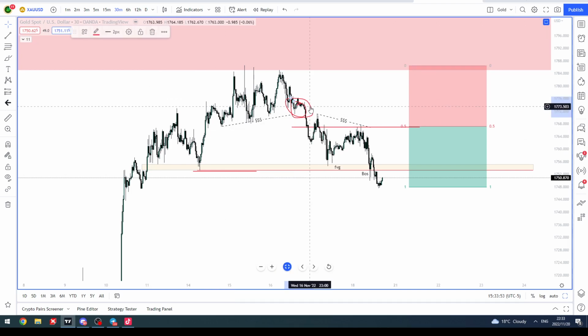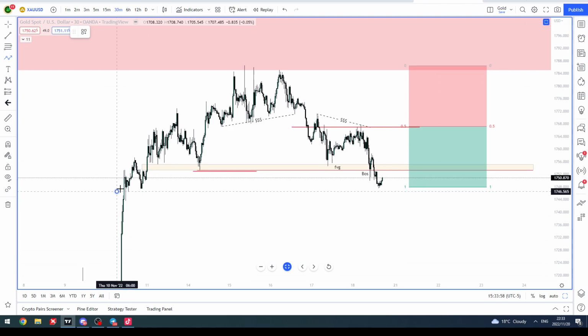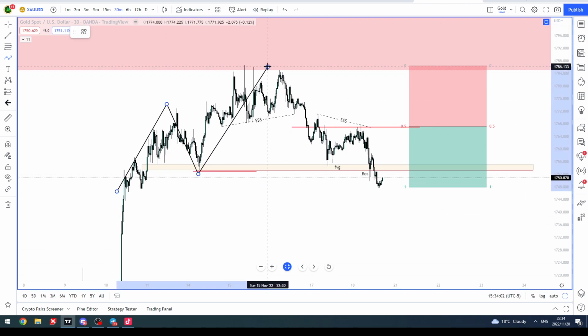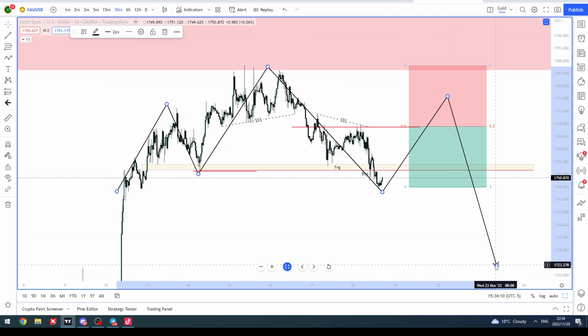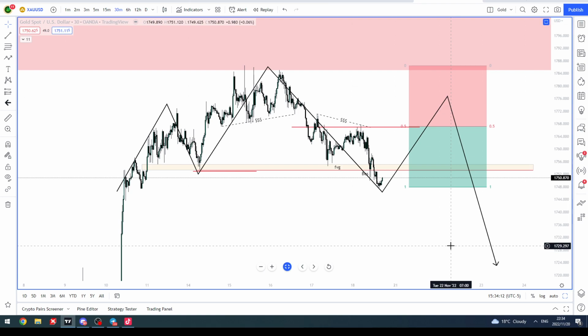Idea behind gold, same idea. We had accumulation, failure swing, opposing liquidity run, push down, retracement, and then we're looking for that. Does that make sense?